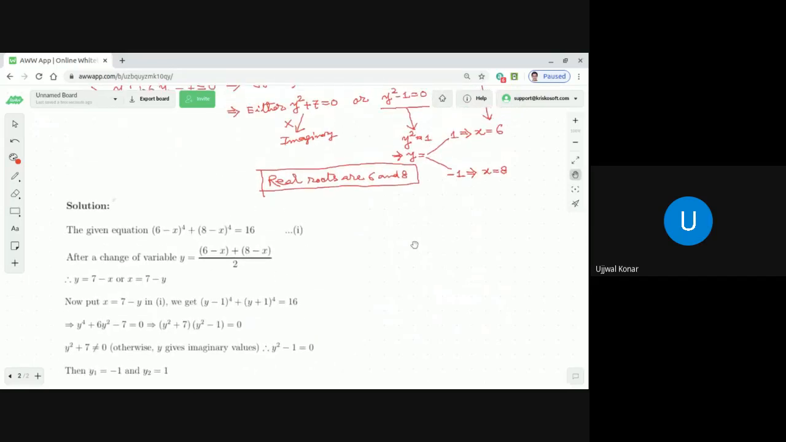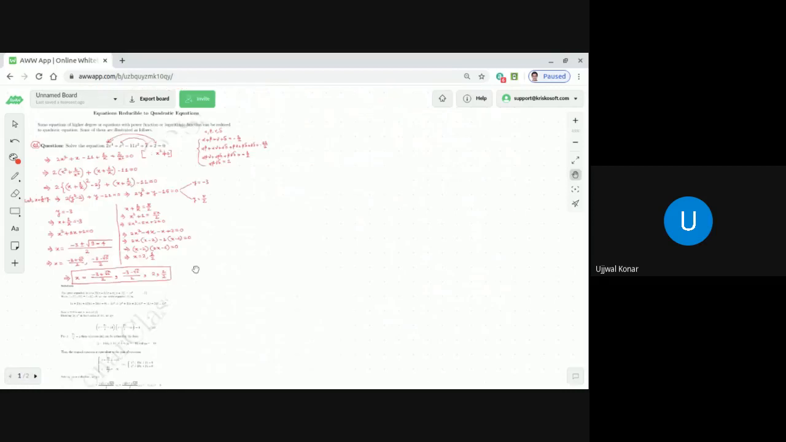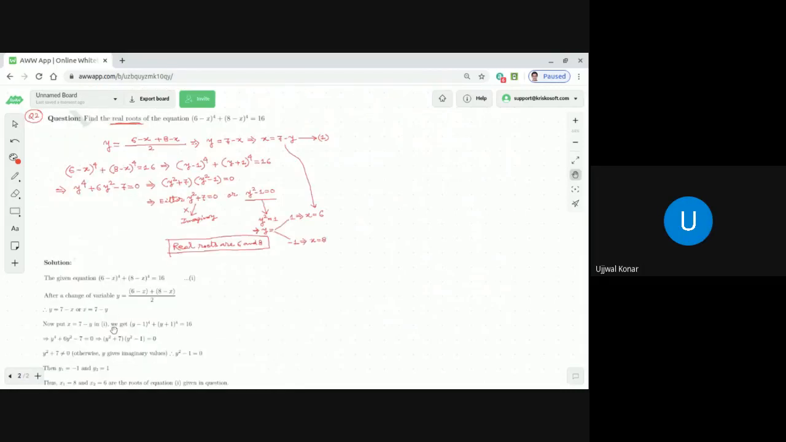First, your approach will be to see whether the coefficient of x power 4 is equal to the coefficient of the constant term or not. Coefficient of x cube is equal to the coefficient of x or not. Then we'll approach with the method we learned, whatever we have done. This one. Correct.